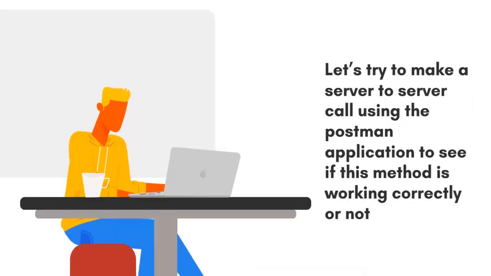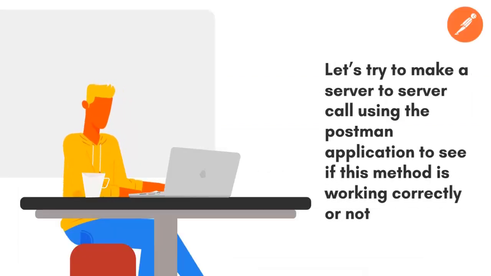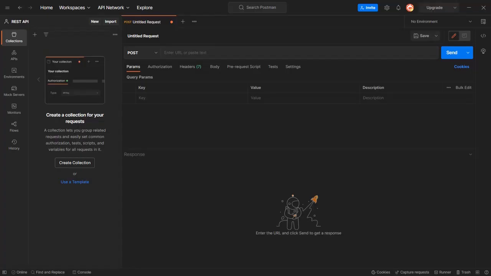Let's try to make a server-to-server call using the Postman application to see if this method is working correctly or not. In your Postman application, the first step will be getting an ID token from Drupal. However, if you are using an external ID token, you can skip this step. Enter the URL for getting the ID token.